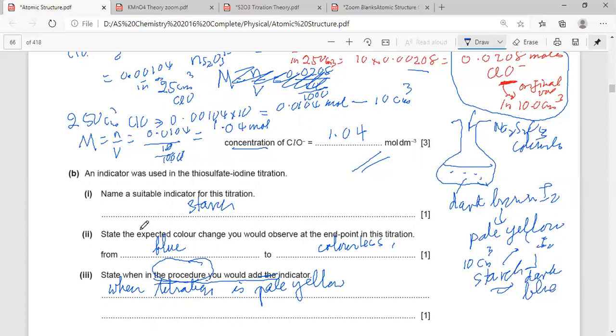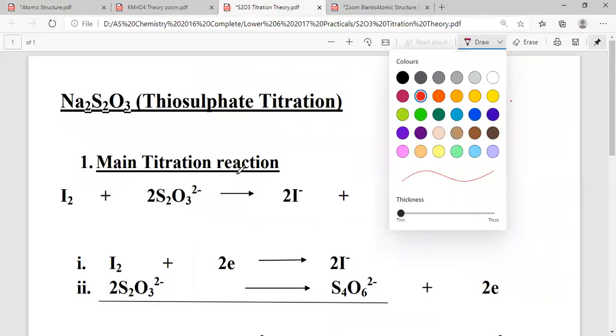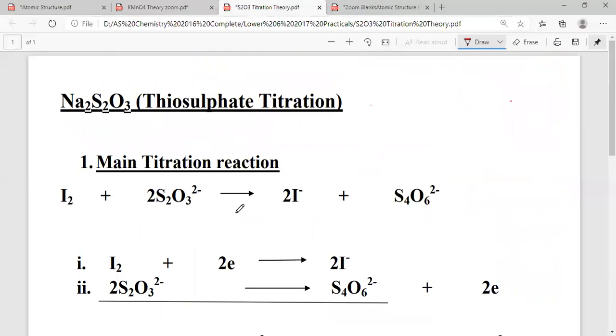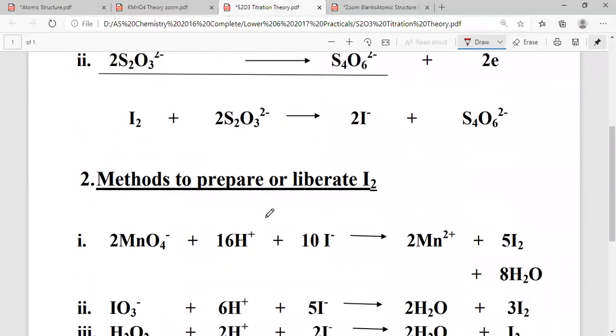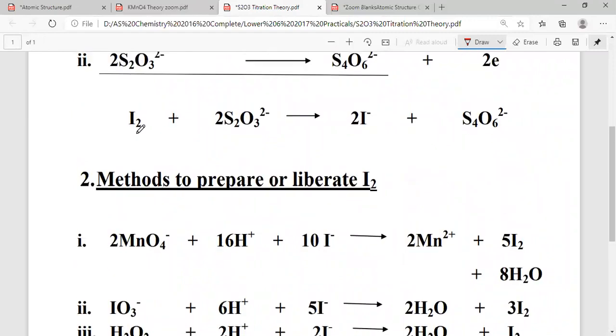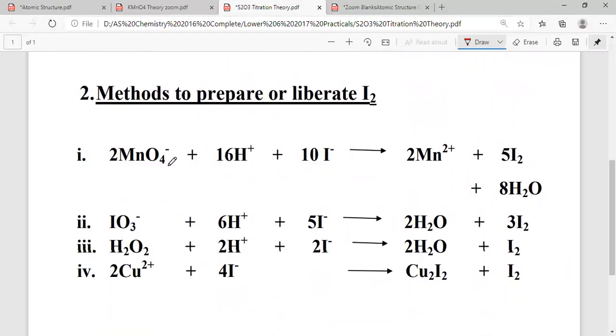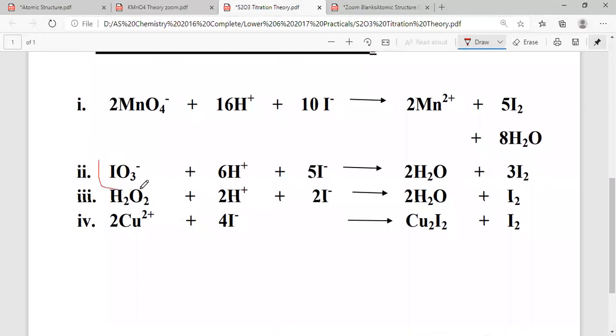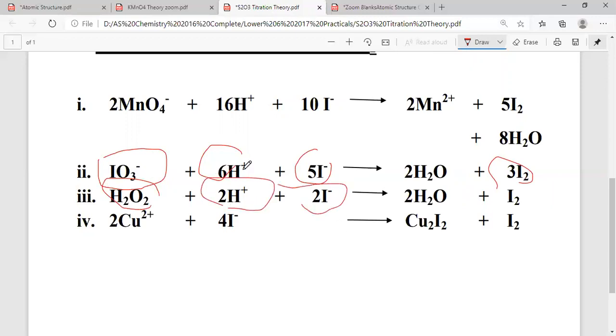Okay, now you go into my theory. It is explained here as well. Okay, see, right? There are many things you can write to liberate the iodine. One is iodate, which came out before in the practical. Iodate plus KI plus acid gives you iodine. One is hydrogen peroxide, plus H2SO4 plus KI. These two are always the same.